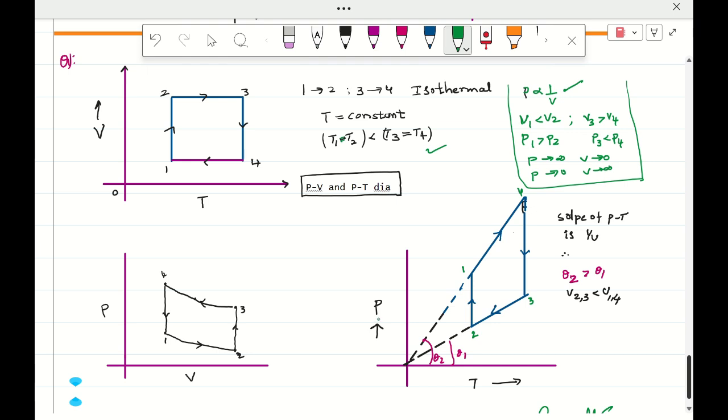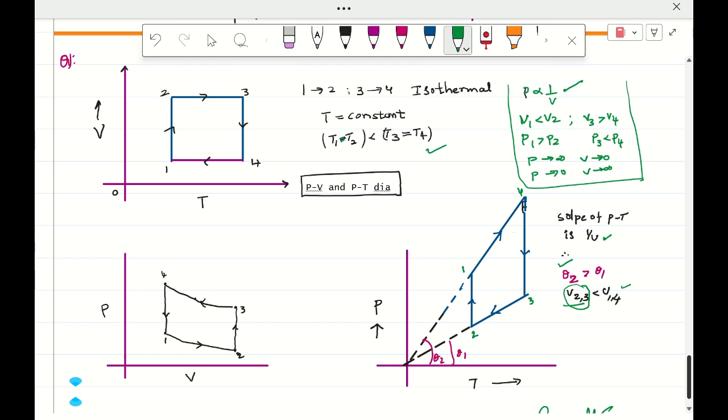The slope of the PT graph gives the value, right? Here, which value is more? V2 is more. Here the slope of the PT graph is equal to 1 by V. Therefore, the slope more means V is less. Here theta 2 is more, therefore a lesser value has to come. P by T is equal to 1 by V, so the slope more means values are less. So V2,3 is less and V1,4 is more.